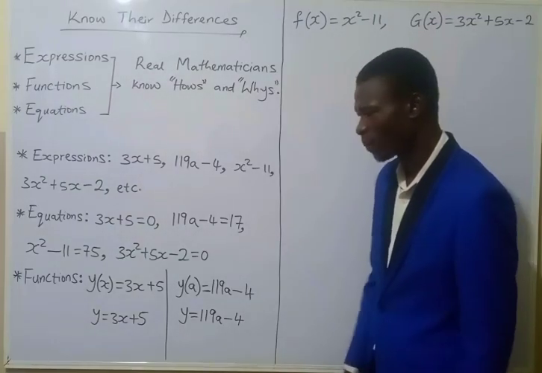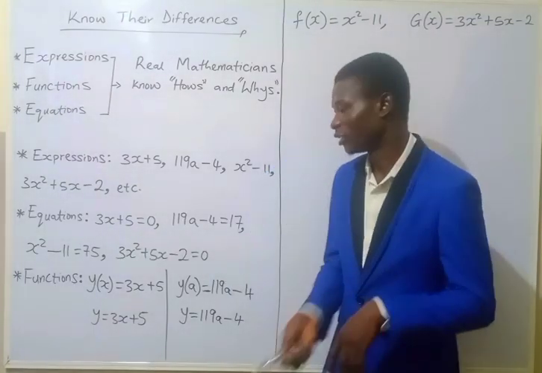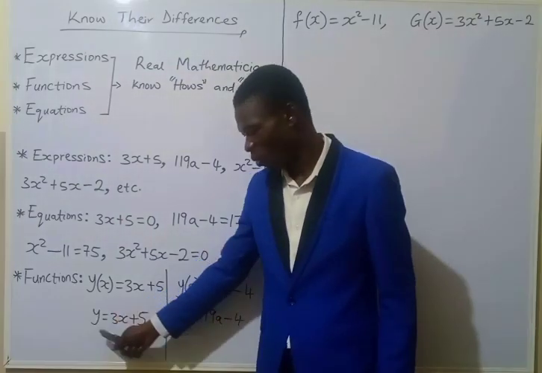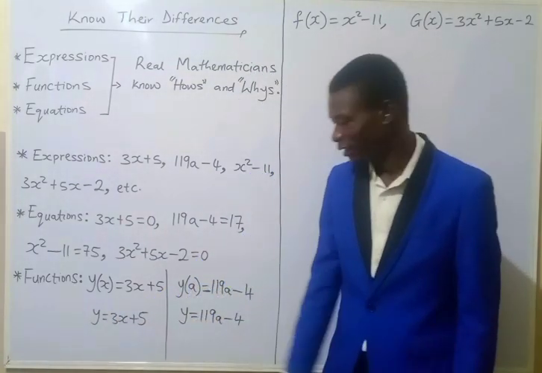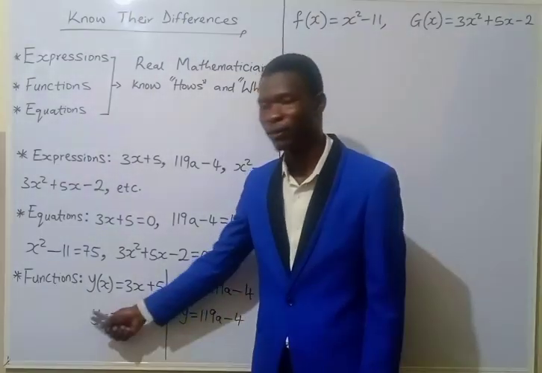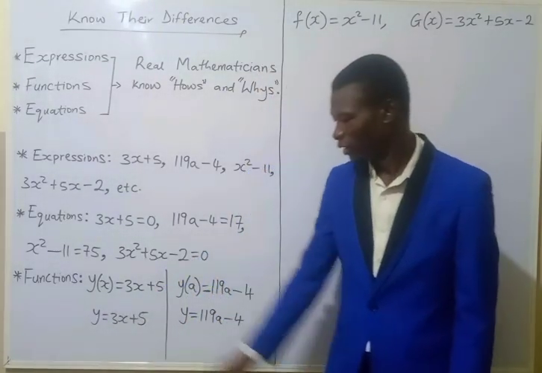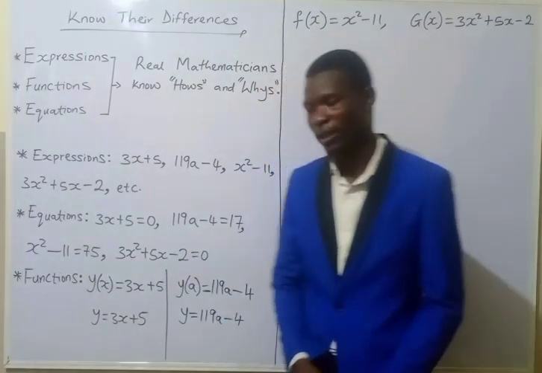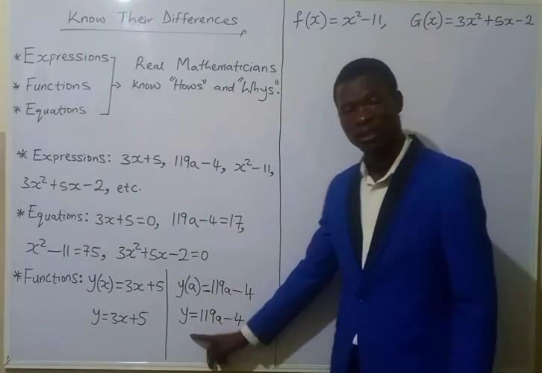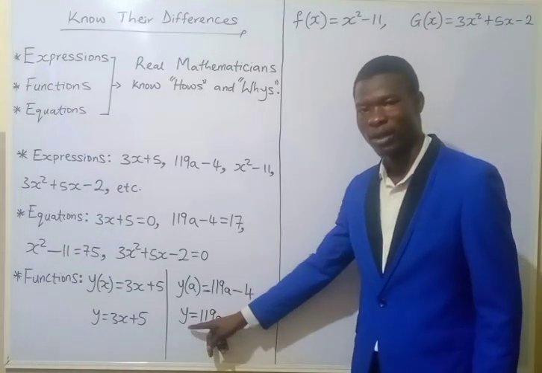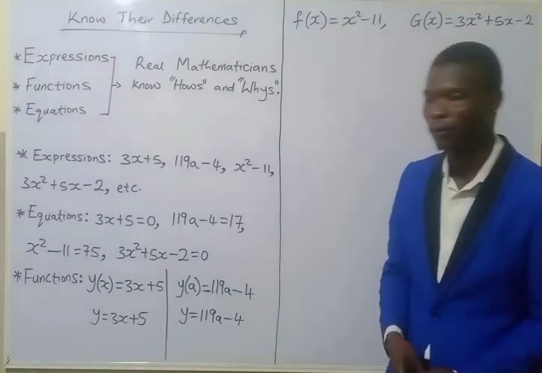But in most cases, they write it like this instead of y of x equals this. You just see something simply written as y equals 3x plus 5. This y equals 3x plus 5 is still a function. It means that y is a function of x. Only that instead of writing it as a function of x, you summarily write it as y equals this. And the same thing is applicable to this. So it can be written as y equals 119a minus 4.